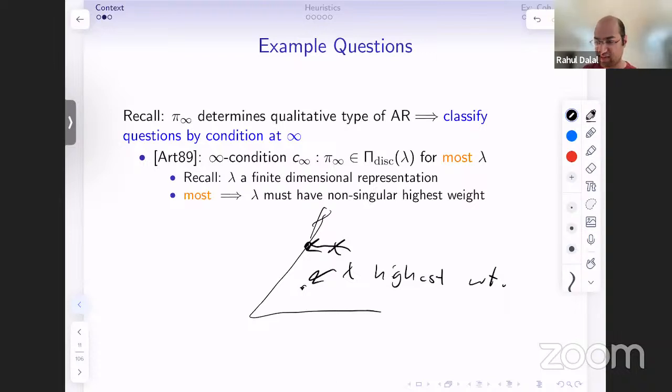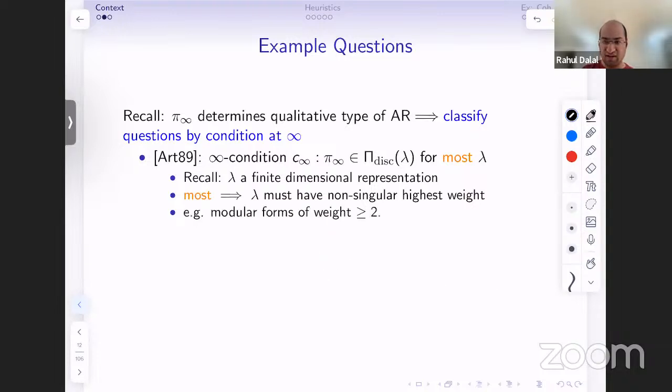In the modular form case, this just means that we're looking at modular forms of weight greater than 2. Okay, so modular forms of weight greater than 2. This is the condition that we had before. Basically, we're looking at the condition that the infinite component is inside some discrete series L-packet.